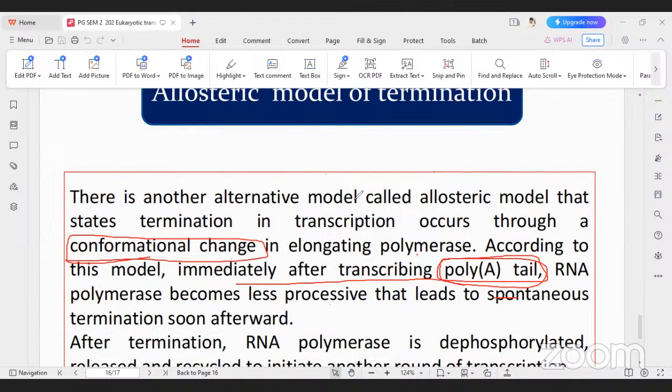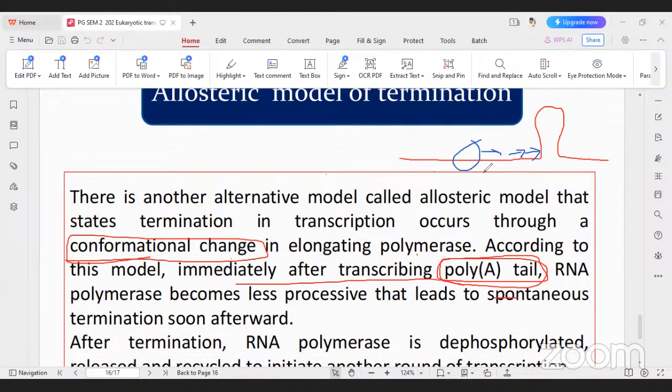For example, let me give a simple diagram. What happens with conformational changes? This is the mRNA strand where the poly A is present. This straight line forms a loop-like appearance like this. Here the RNA polymerase is present. Now the RNA polymerase moves forward, where the conformational or structural changes occur, like a loop formation. Can it move forward? Hello?